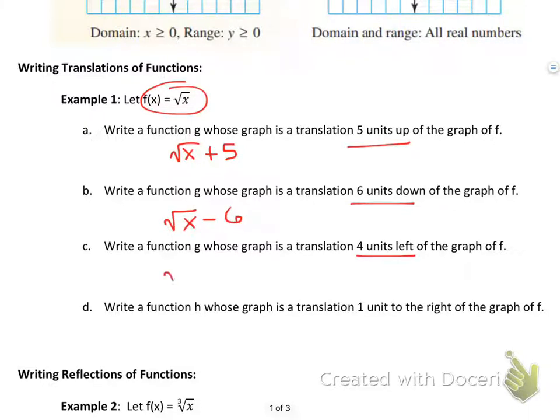4 units left, that goes inside. And now the inside is the radical. So it's the square root symbol. You have to make sure everything looks like it's inside. If something's outside, you can cut it off and put a little line down so that we know that's the end of your square root. So we have x, and since it's 4 units to the left, it's going to be plus 4 because it's the opposite, because inside horizontal inverse. And then for the 1 unit to the right, same idea, right? We have our square root, and it's x minus 1 because it's on the inside.